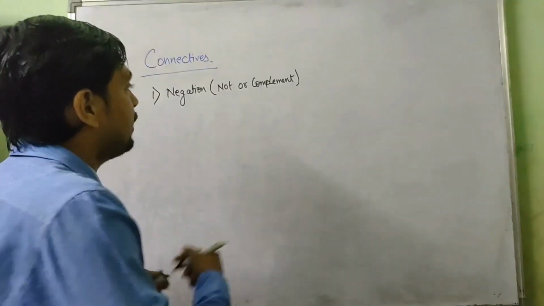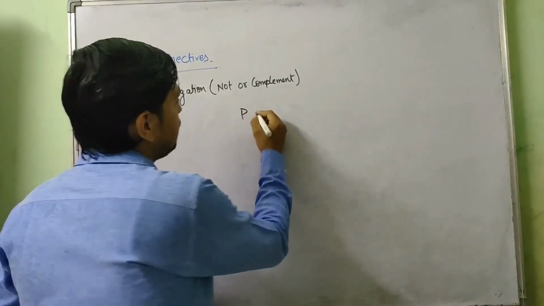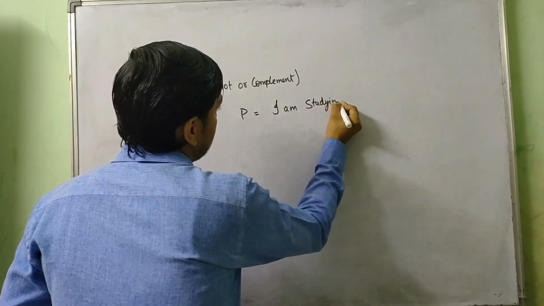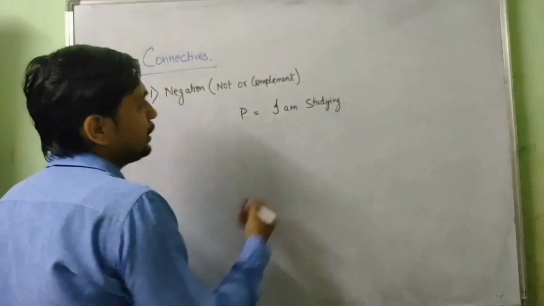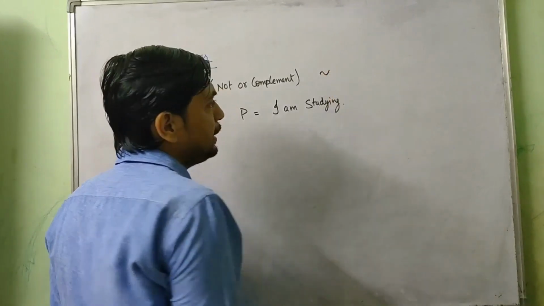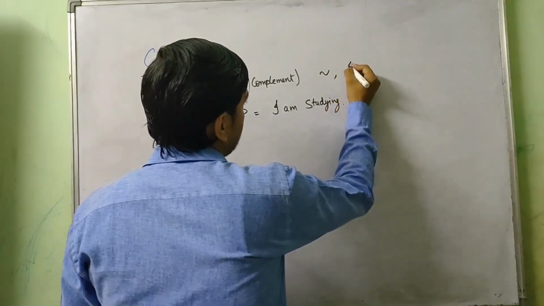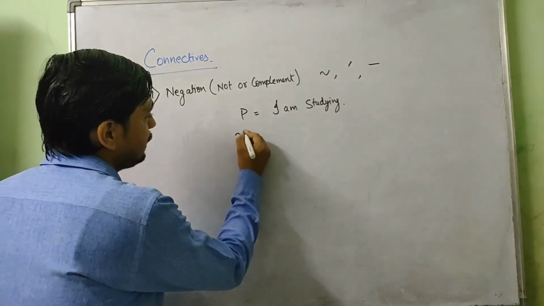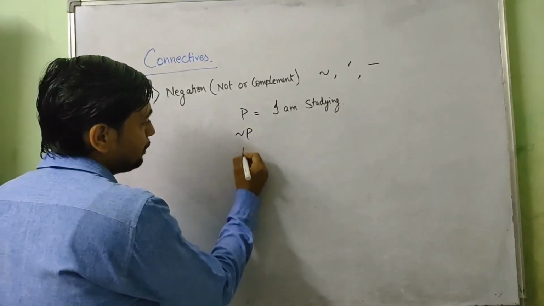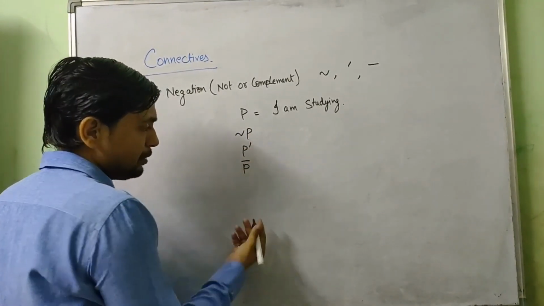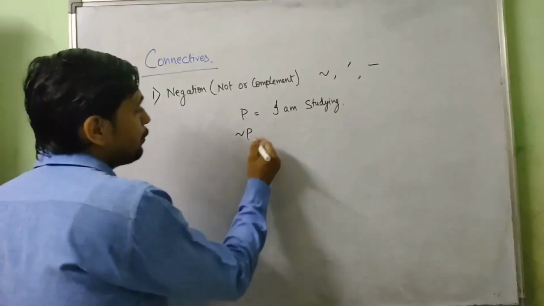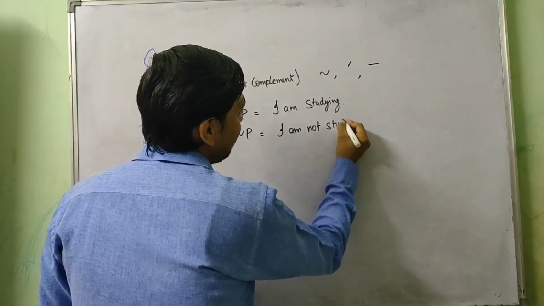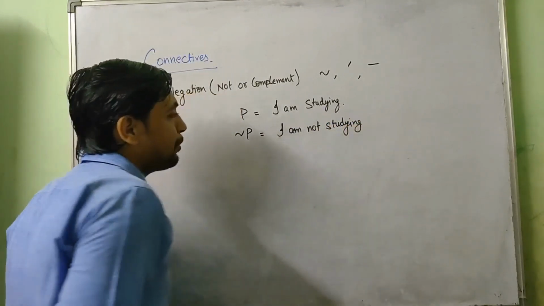For example, if a proposition P says that I am studying, you can form a negation of P. Now there are a few symbols that we use. The tilde symbol can be used, or a dash symbol can be used, or sometimes we use a bar over the variable. So you can write it as tilde P, or P dash, or P bar. It's up to you. So the negation of P will be I am not studying. Well, that's not true, I am studying, but let it be. The negation of this proposition will be I am not studying.